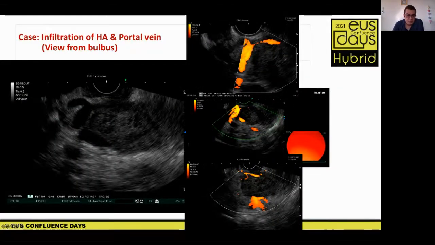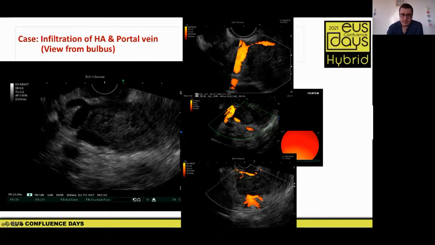There is a big tumor here, and it infiltrates the portal confluence, and also it infiltrates the gastroduodenal artery. You see it on the top, right side of the screen, sorry. It also affects some part of the common hepatic artery. So this patient has dual vessel infiltration.